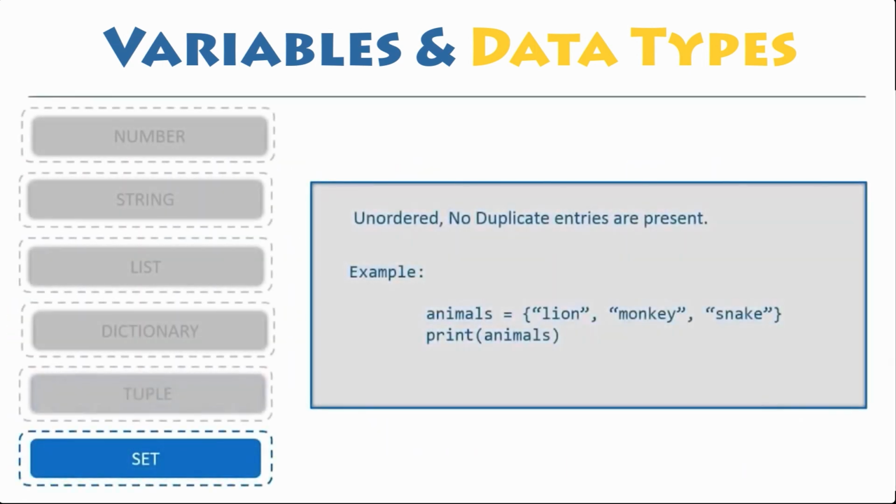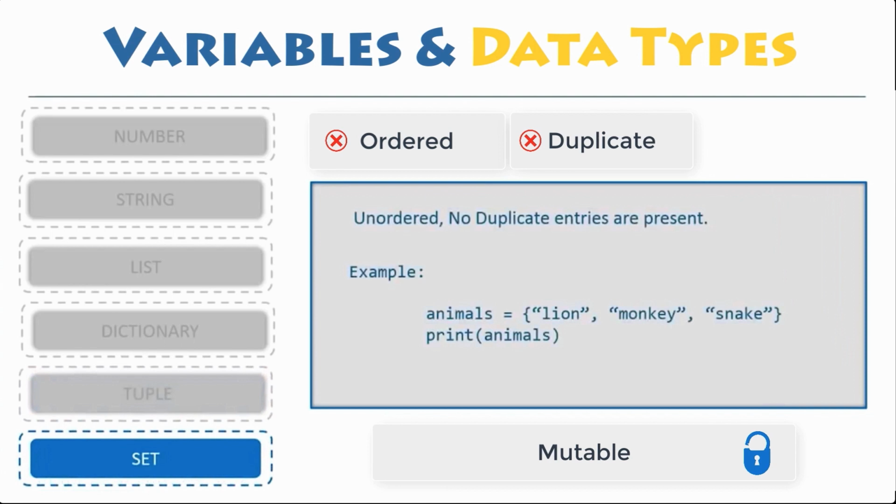Sets. In Python, a set is an unordered collection data type that is iterable, mutable and has unique elements. The order of elements in a set is undefined, though it may consist of various elements. The advantage of using a set, as opposed to a list, is that it has a highly optimized method for checking whether a specific element is contained in the set.